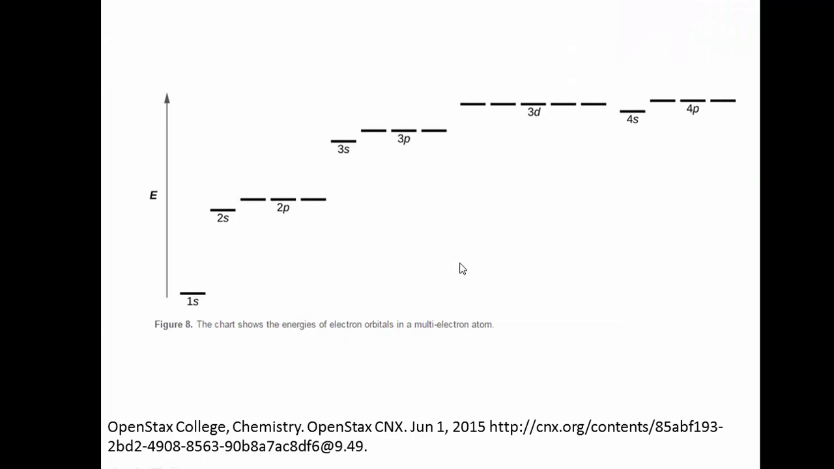So this is the actual order of energy levels. 1s is lowest in energy, it's closest to the nucleus. This is for a multi-electron atom, then 2s, then 2p, then 3s, 3p, 3d. Now 4s is actually lower in energy than our 3d, and these kind of flip back and forth, and we'll talk about this later.